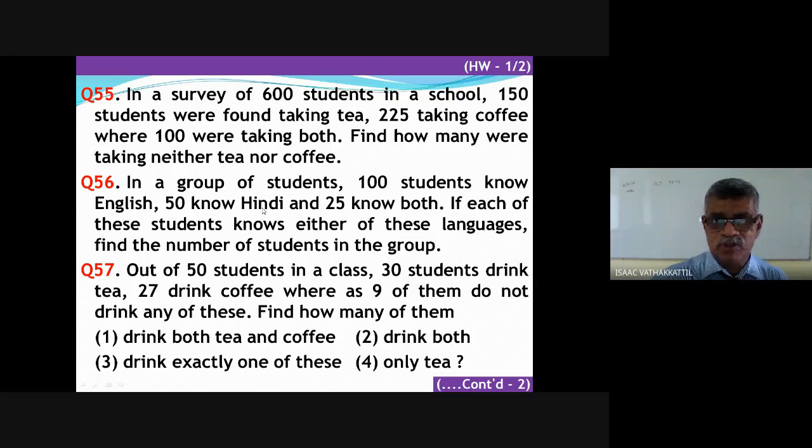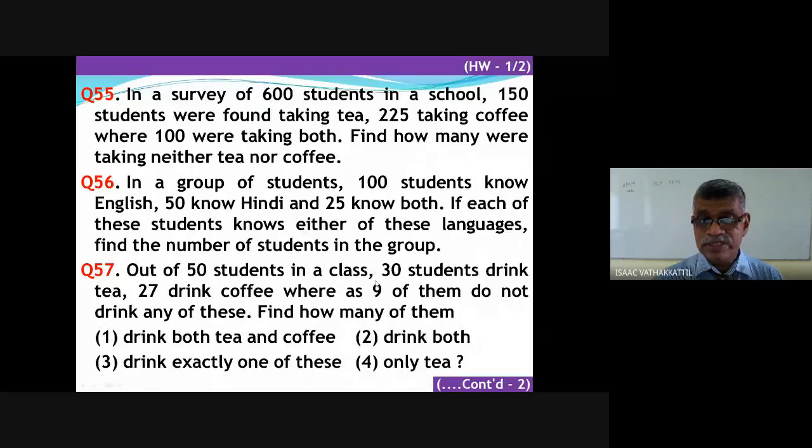Further, in a group of students, 100 students know English, 50 know Hindi, and 25 know both. If each of these students knows either of these languages, find the number of students in the group. If each of them knows either means, if it is H and E, number of H union E will be simply number of A plus number of B minus number of A intersection B. That is what it means. Then how many students were there in the group? You try to do it today itself.